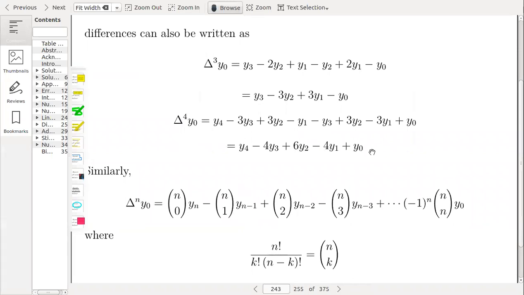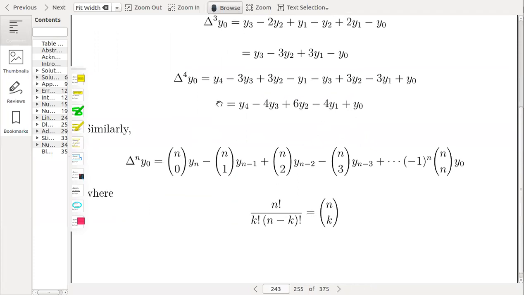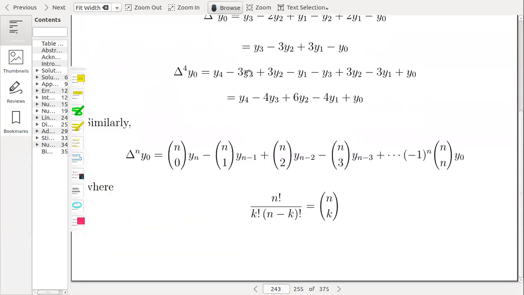So it is easy to write the coefficients of delta 5. We can add 4 and 1 to get 5, 4 and 6 to get 10, 6 and 4 to get 10, 4 and 1 to get 5, and then the last terms will have the coefficients 1, 1. So it follows Pascal's triangle of writing the coefficients. So that is why we can write in the form of binomial coefficients.